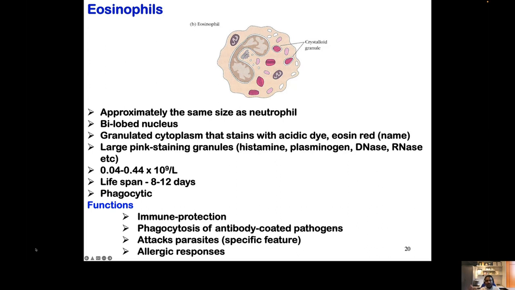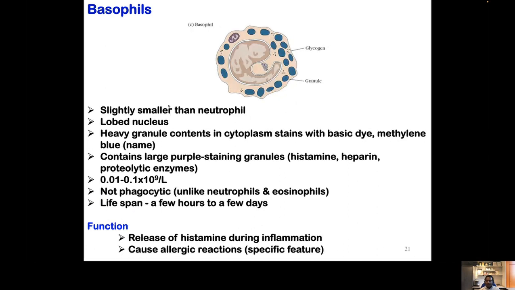If there is a bacteria or virus, and if the antibody is stuck to them, then they will remove them. They can also attack parasites. It's a specific feature for eosinophils, and they can cause allergic reactions because they have lots of histamine in their granules. When they release the granules, histamine will get released, and it can cause allergic reactions. So these are the characteristics and the functions of eosinophils.